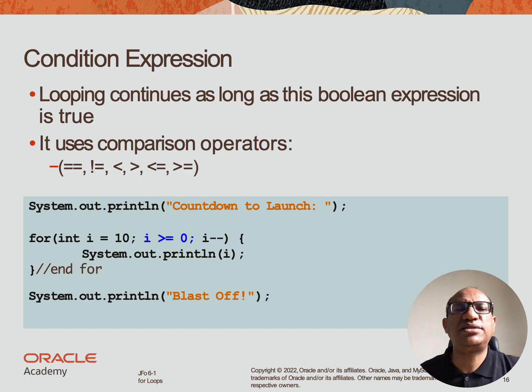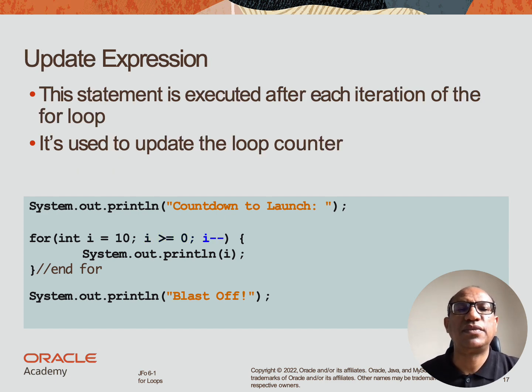The condition decides whether to keep going. The condition is a Boolean expression like i >= 0. If it's true, the loop runs. If it is false, it exits. The update adjusts the counter each time. The update part changes the counter, usually with i++ or i--. Without this, you risk getting stuck in an infinite loop.